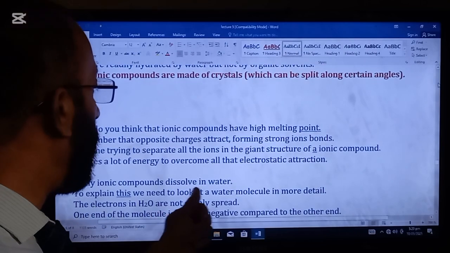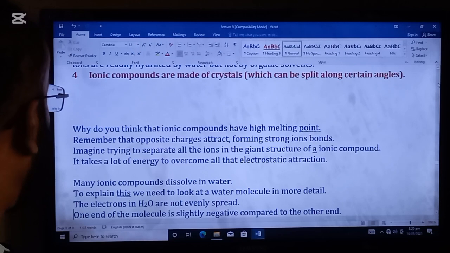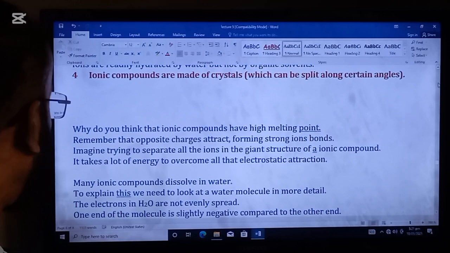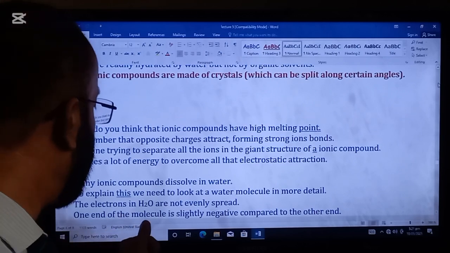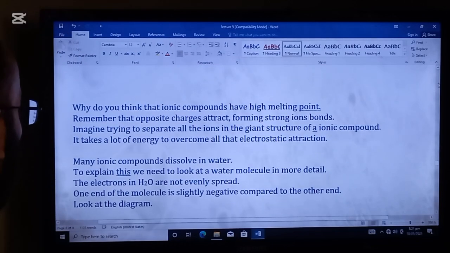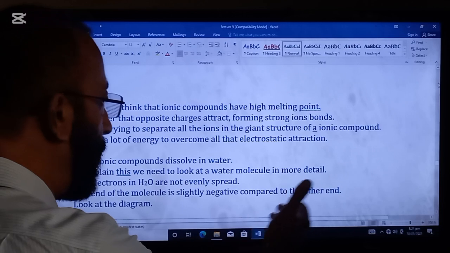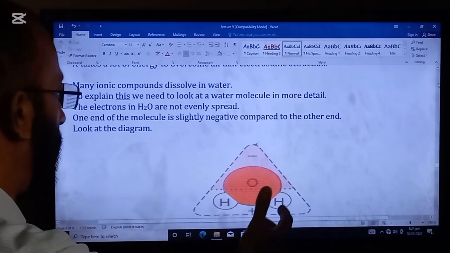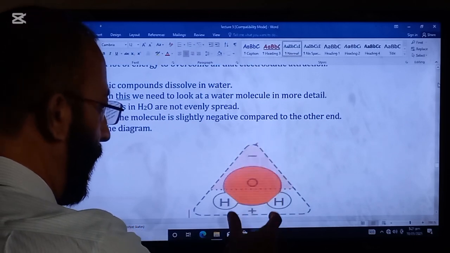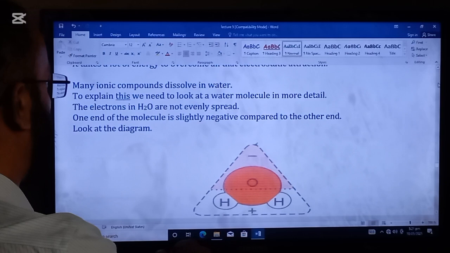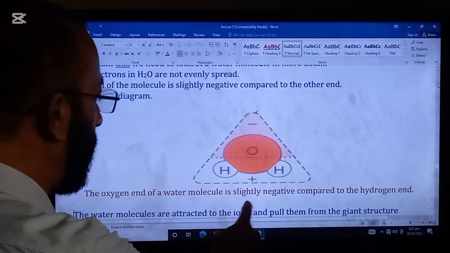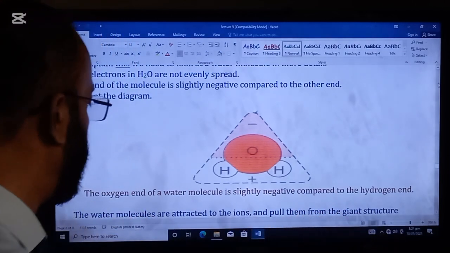Many ionic compounds dissolve in water. To explain this, we need to look at the water molecule in more detail. The electrons in H2O are not evenly spread. One end of the molecule is slightly negative compared to the other end. Look at the diagram. The O side is negatively charged and the H side is positively charged. The oxygen end of the water molecule is slightly negative compared to the hydrogen end.